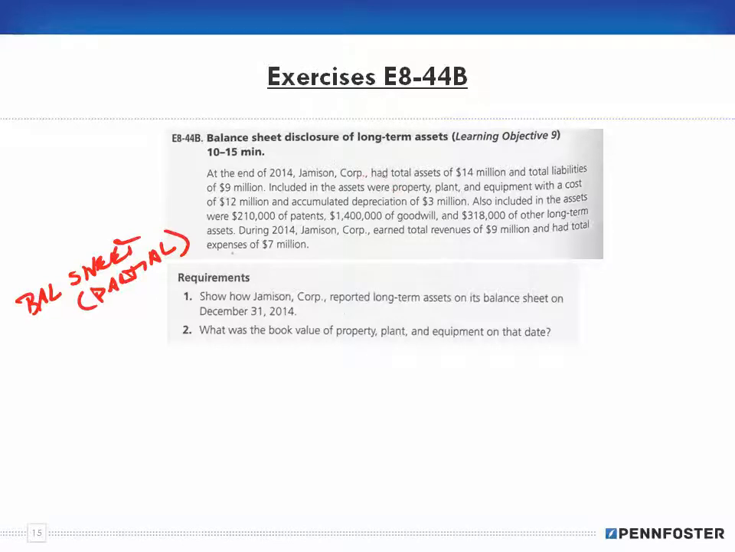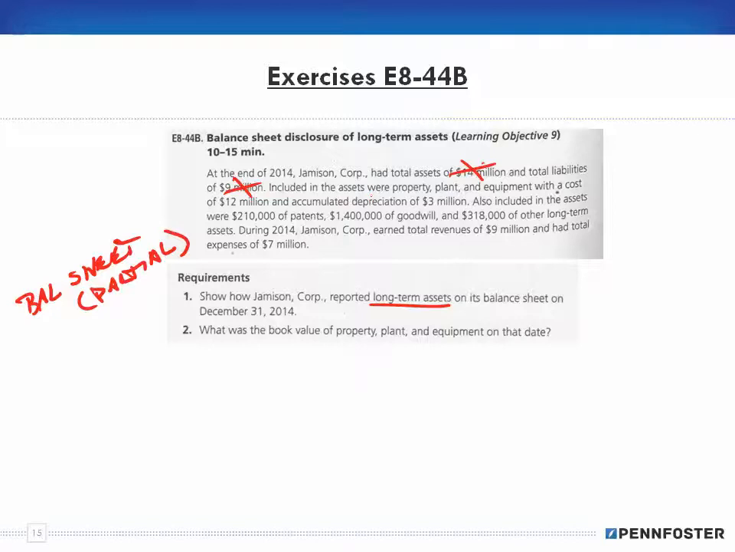Okay, reported long-term assets on its balance sheet. All right, so show how Jameson Corp reported long-term assets. So it had total assets of $14 million, which we don't need, and we don't need the total liabilities of $9 million. It has nothing to do with reporting the long-term assets.